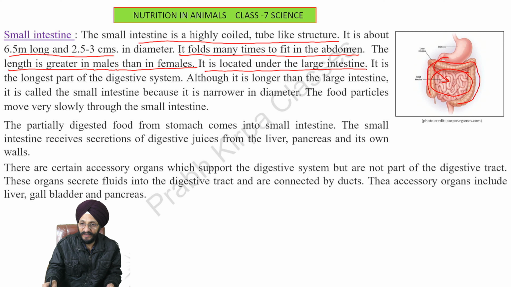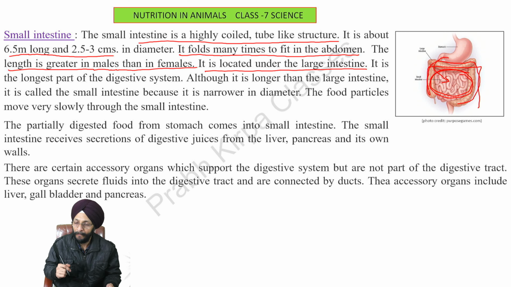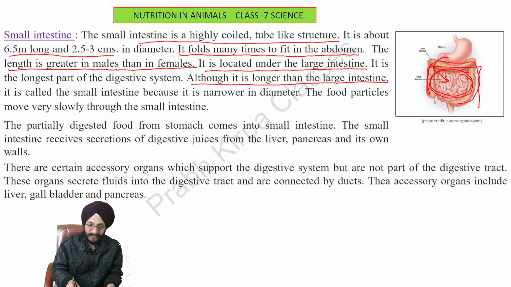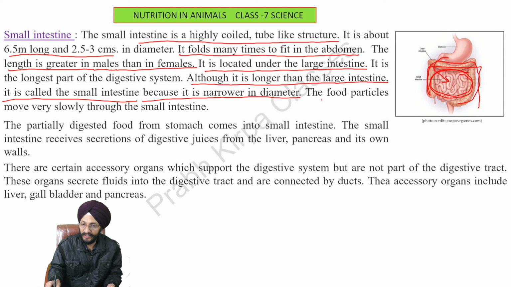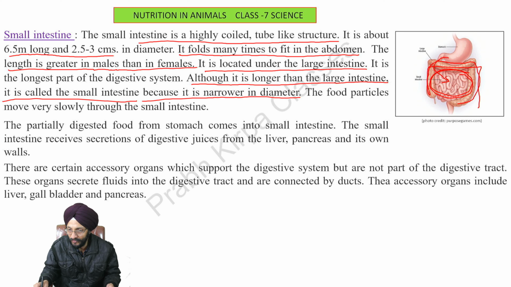It is located under the large intestine. You can see this is the large intestine and this is small intestine, which is located below the large intestine. Although small intestine is longer than the large intestine, it is called small intestine. Why? Because it is narrower in diameter. You can see the diameter of the small intestine is less as compared to the large intestine.